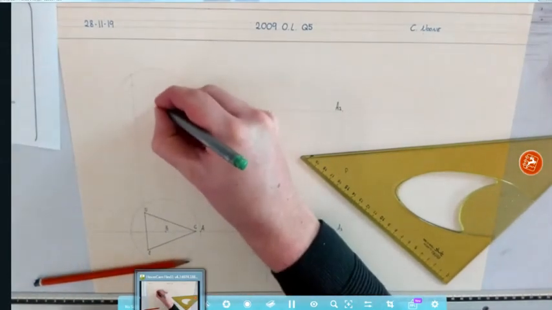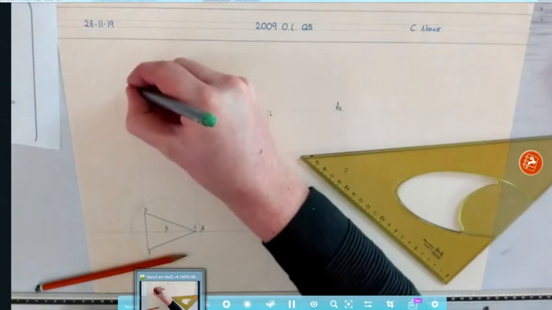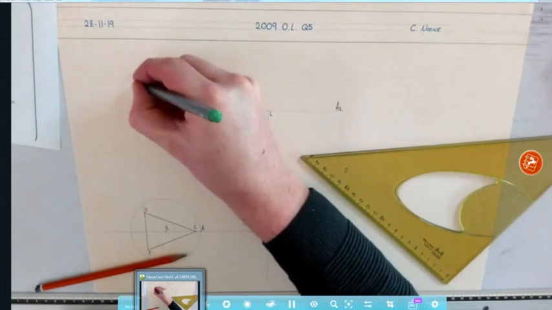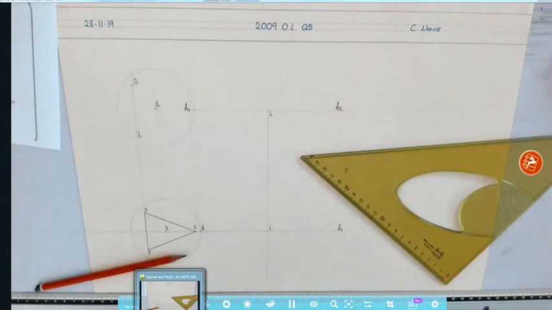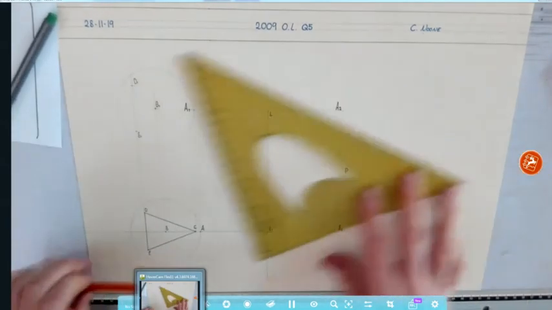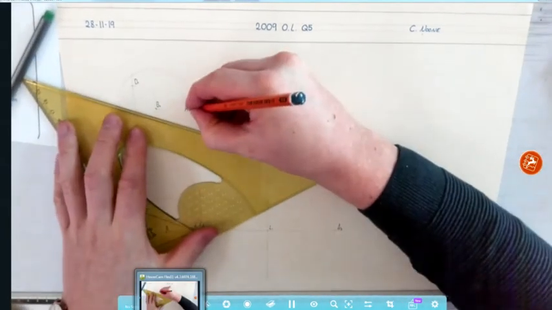Center point has now become B1. This point here has become D1. And this point here has become E1. And we can just join up our points now to make our play sign.